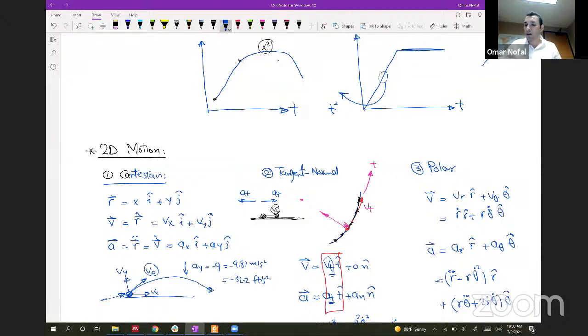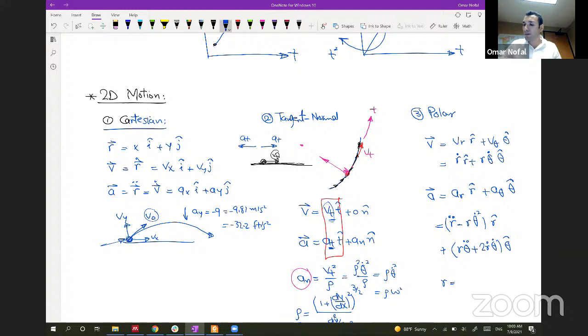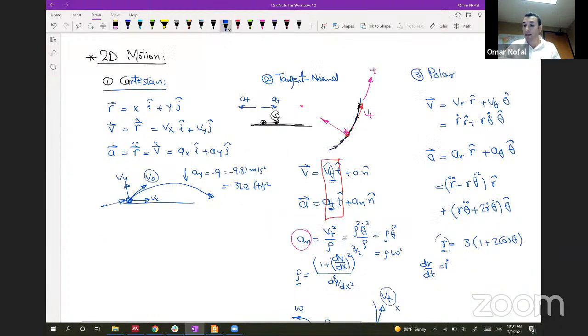Usually you are given R as a function, like 3 multiplied by 1 plus 2 cosine theta, so differentiate R with respect to theta, and I taught you before how to get this. R dot is dr dt, which is completely different from dr d theta, and I taught you how to get this and get R double dot. And similarly, theta and theta dot and theta double dot sometimes will be given in the problem, or you're given the information on how to get them.